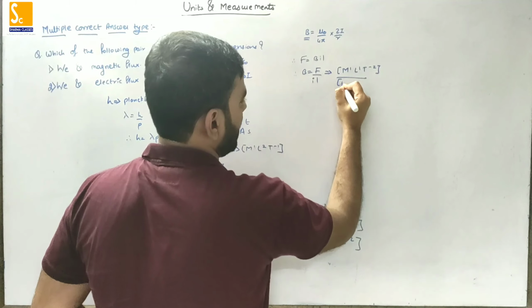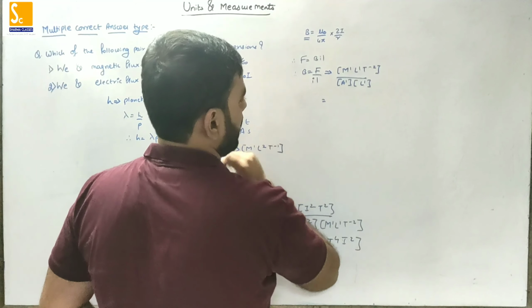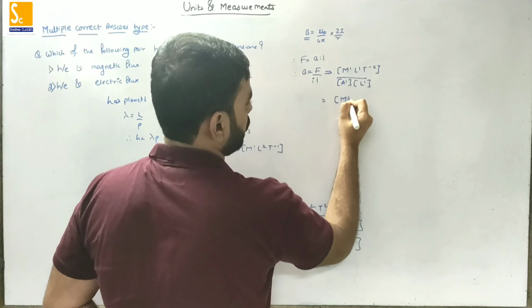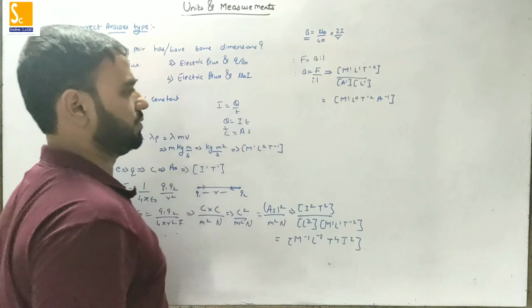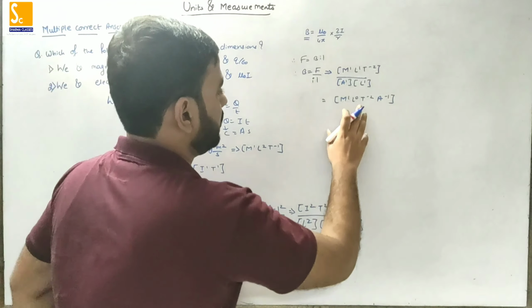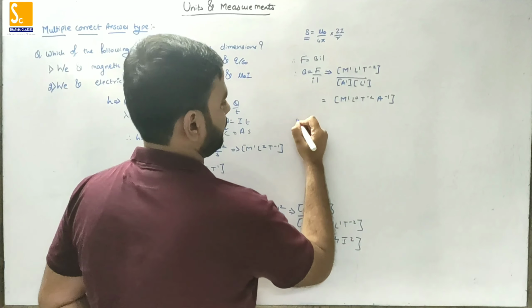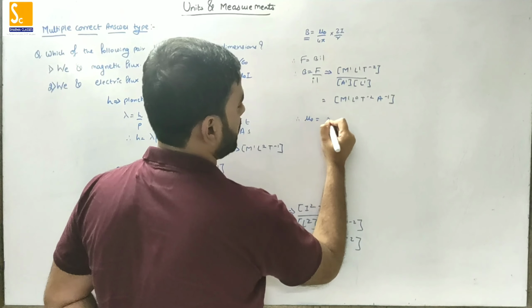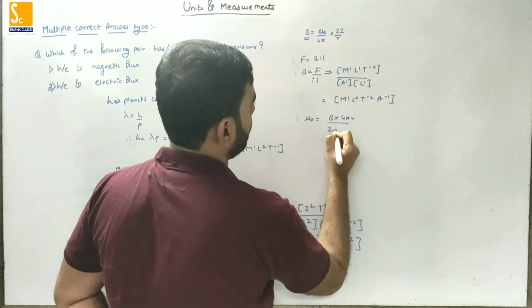Dimensional formula for the current is A raised to 1. Dimensional formula for length is L raised to 1. So it comes out to be M raised to 1, L raised to 0, T raised to minus 2, and A to the power minus 1. So that's the dimensional formula for magnetic field. Further, put this dimensional formula over here and we'll try to find out the dimensional formula for mu naught. So therefore mu naught is equal to B into 4 pi R upon 2I.